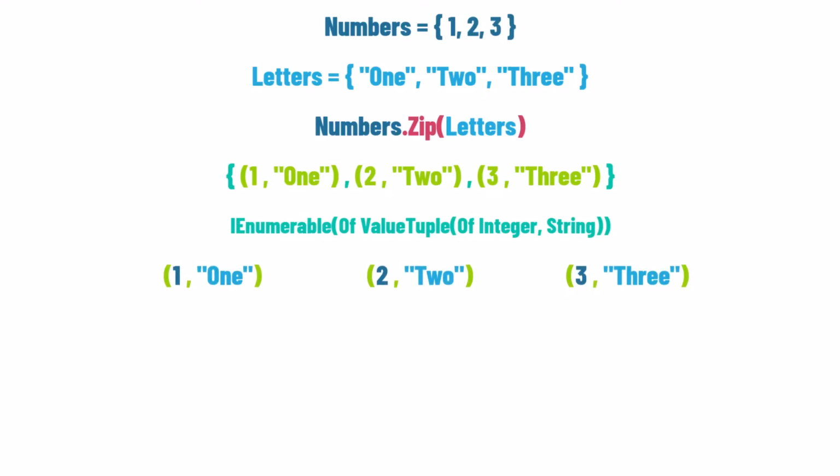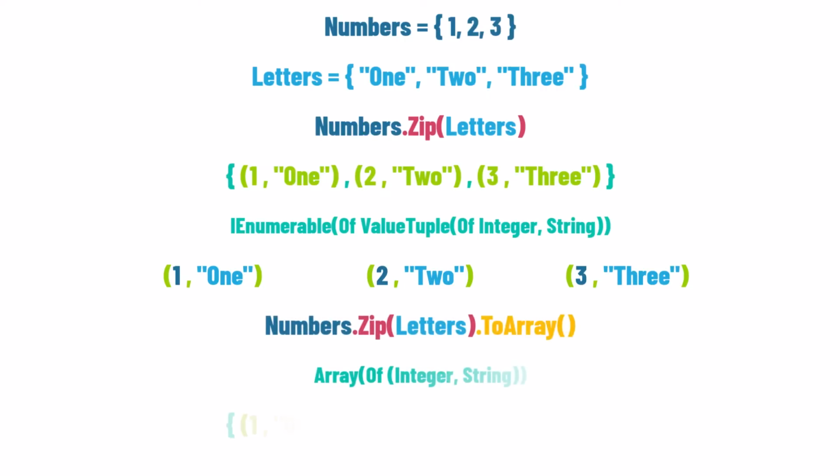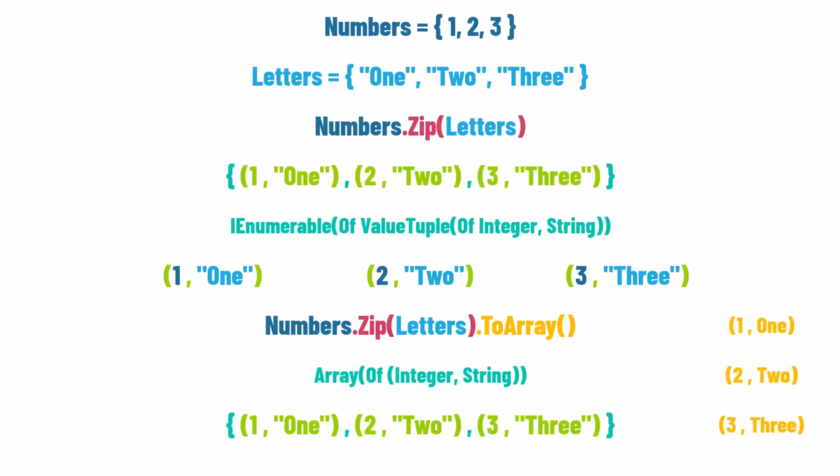To convert this collection to array of integer, string, we can use toArray method. The result will be the following array, where each element is a pair consisting of 2 elements. Each pair is also written inside braces. If you print out the content of this array, you will get the following values. So, each element in the array is a pair consisting of an integer and a string.